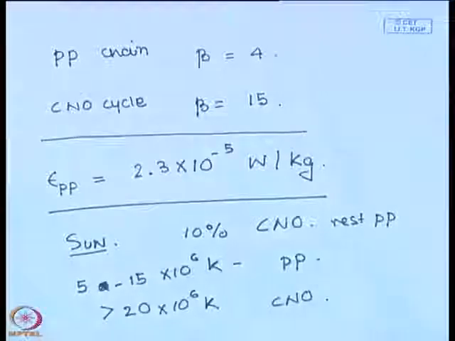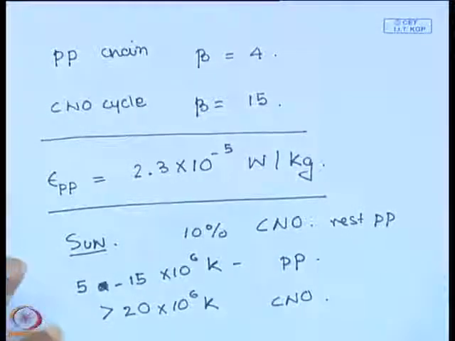So let us bring today's discussion to a close over here. In today's class, we learnt essentially the reactions that are responsible for producing the energy in the core of the sun, and I told you that there are several pathways through which this reaction can take place. I also discussed what is the most dominant pathway that is taking place in the center of the sun.